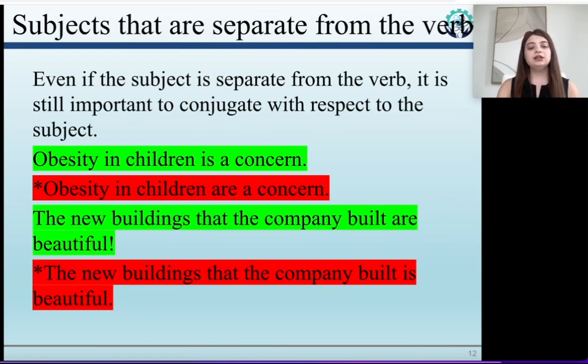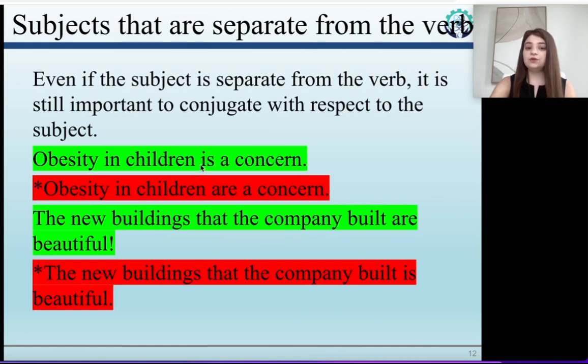Now let's talk about subjects that are separate from the verb, right? So when we conjugate our verbs, sometimes the subject is separate from the verb, but we still must conjugate with respect to the subject, even if the subject and the verb are separate. So, for example, we would say obesity in children is a concern.